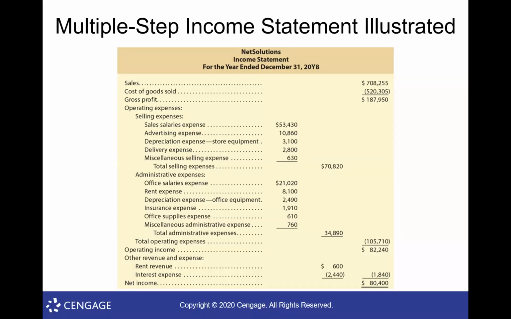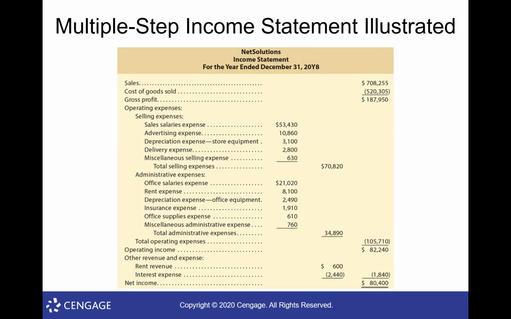Then they're going to have their operating expenses, and they often have them broken down into selling expenses, the cost of selling stuff, and administrative expenses, the cost of administrating the business. There's your total operating expenses. So our operating income is just our gross profit minus our operating expenses.